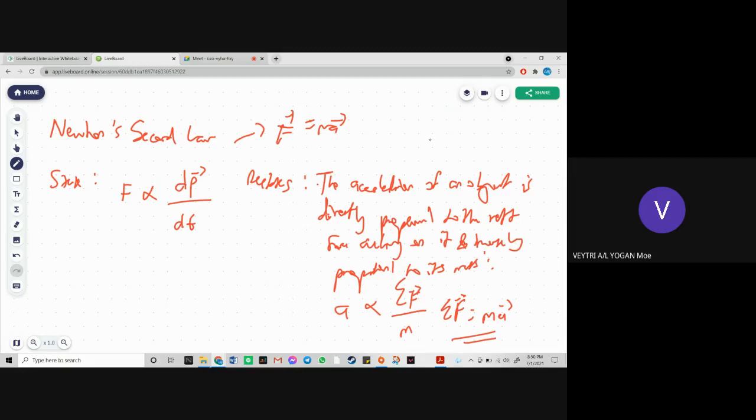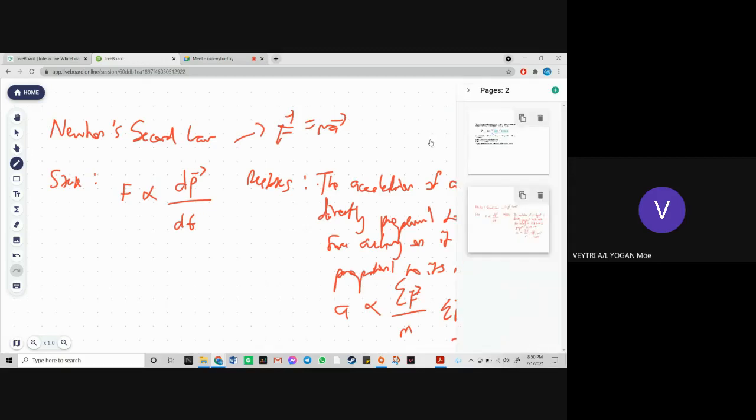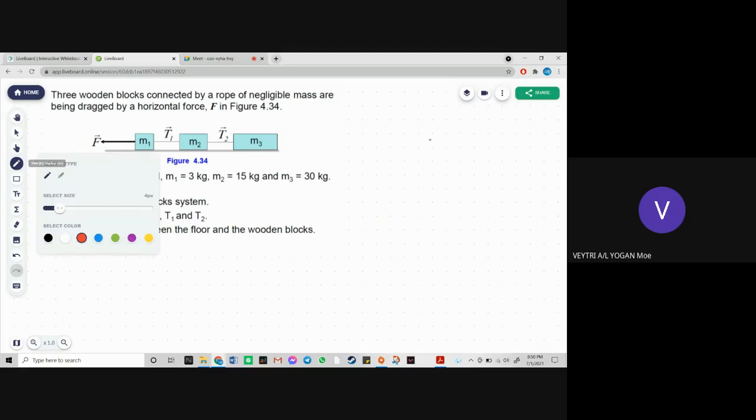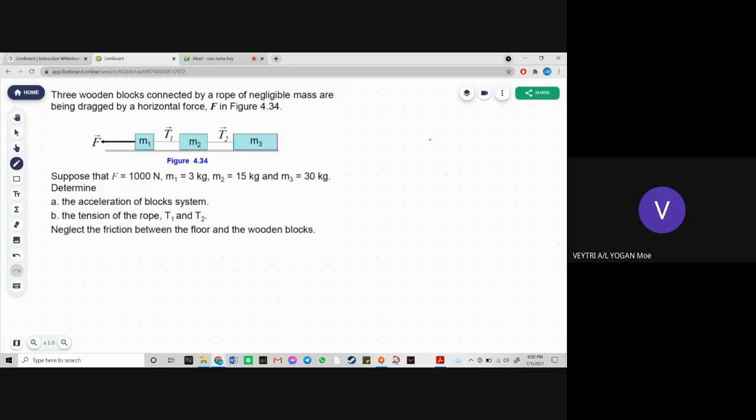All right, without wasting time, let's go on with the question in order for us to understand how Newton's second law works. You guys have got a question like this, it's just a picture, but don't forget any question must have a free body diagram in order for you to answer properly. Now let's have a look at the question first. Three wooden blocks, three different wooden blocks connected by a rope. If there is a rope, tension force automatically has to click in your mind. Of negligible mass, which means we won't be emphasizing the mass.